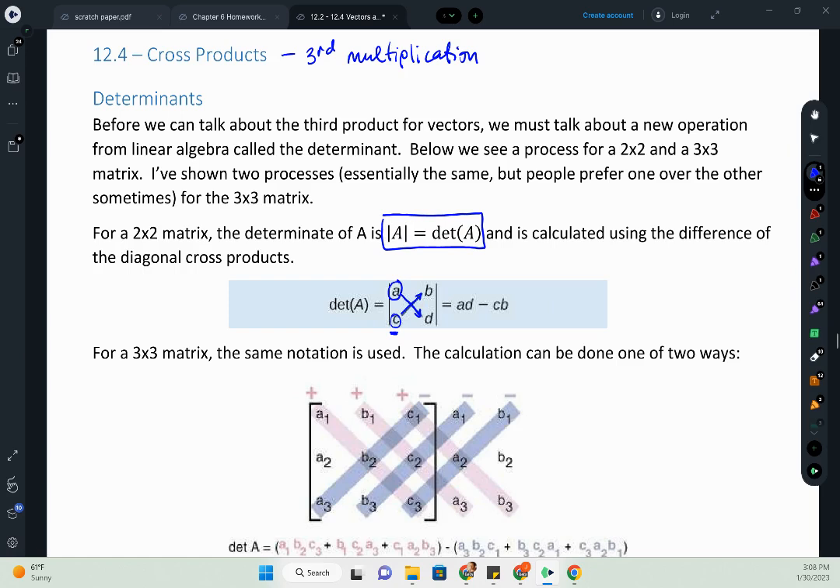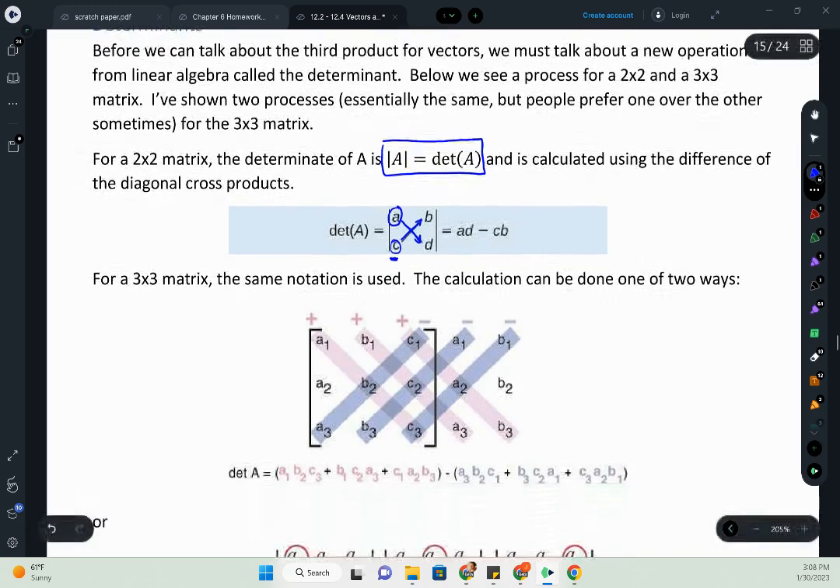For a 3 by 3, the same notation is used. We can still use det of A or those magnitude bars with A. But there are two different ways that we can do the calculation. The first one is kind of weird.